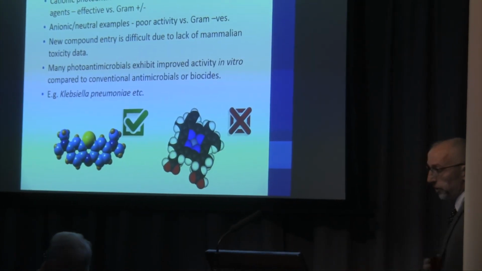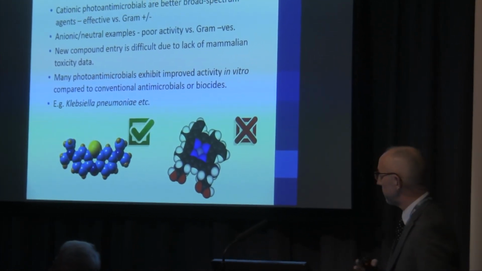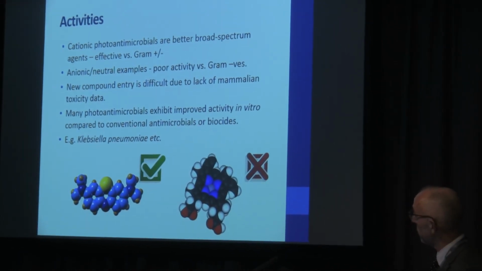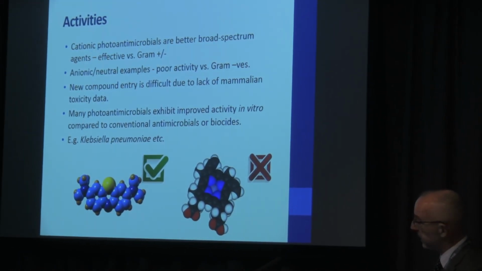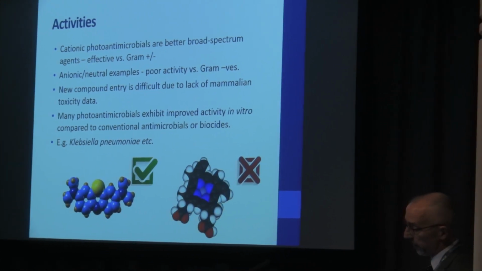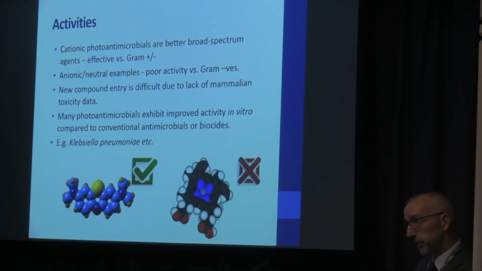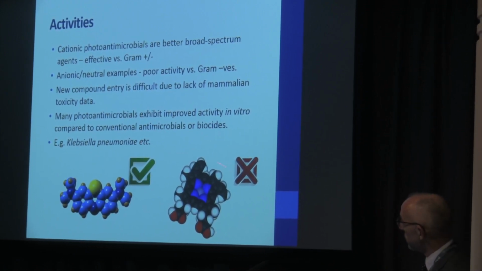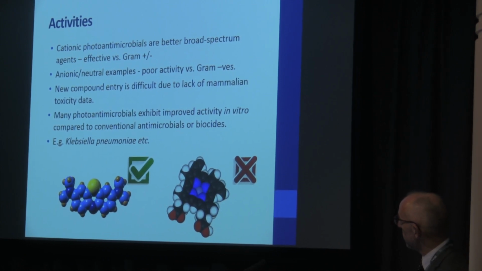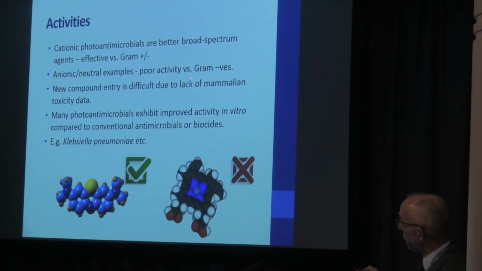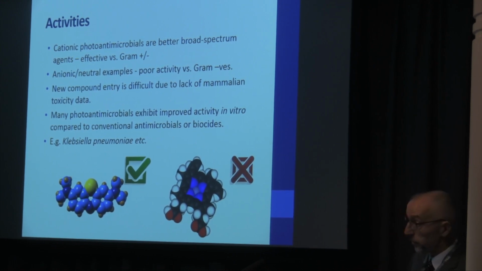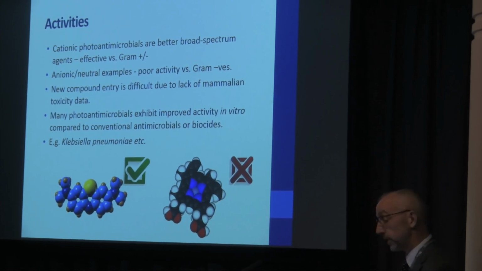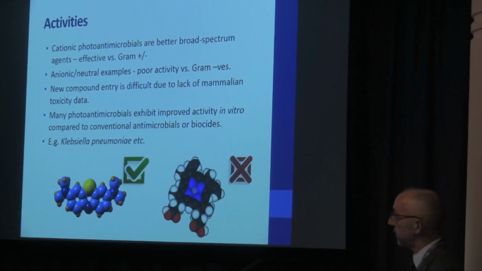So, activities generally, if we want a broad spectrum activity, we need the molecules to be positively charged, so they have to be cationic. Methylene blue, for example, is cationic. The reason for that is if we have gram-negative bacteria, negatively charged molecules don't work very well against gram-negatives. And certainly at the moment, gram-negatives are a big problem clinically, like Pseudomonas or Klebsiella.